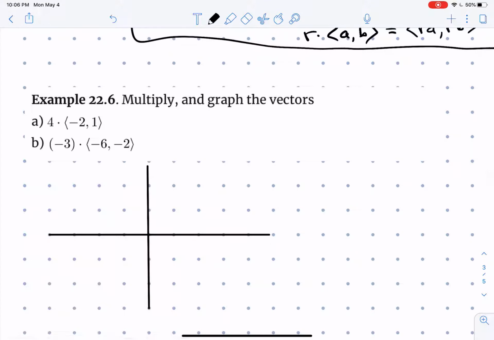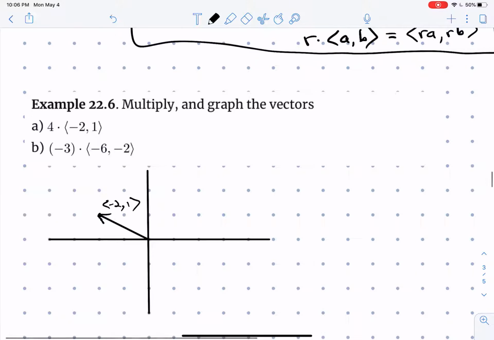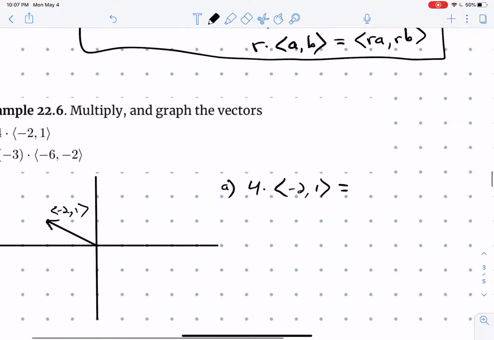So the original vector is negative 2, 1. That's the end point of it. And so that vector is here. That's our vector negative 2, 1. And when we multiply, so this is part A, 4 times negative 2, 1. Well, what is that equal to? We just multiply each of the components. So negative 2 times 4 is negative 8, and 1 times 4 is 4. So the resulting vector has components negative 8 and 4.